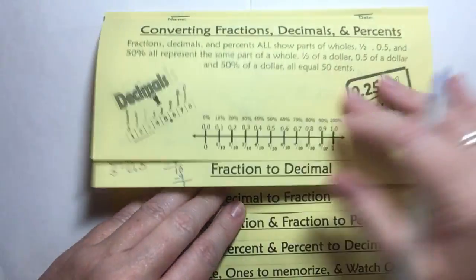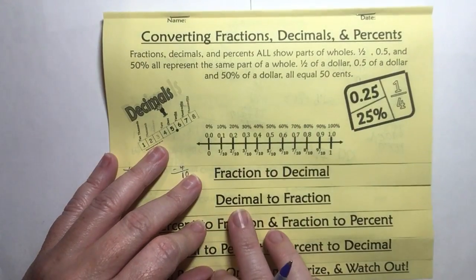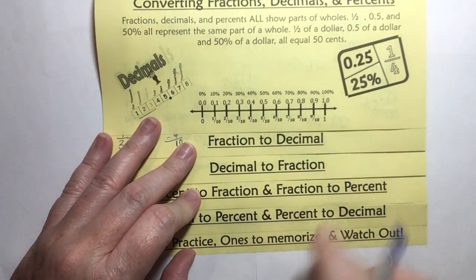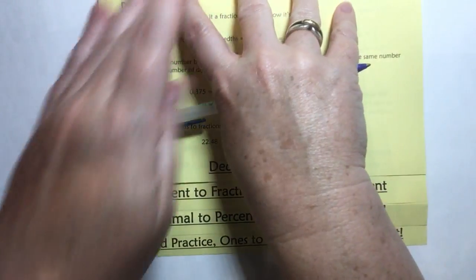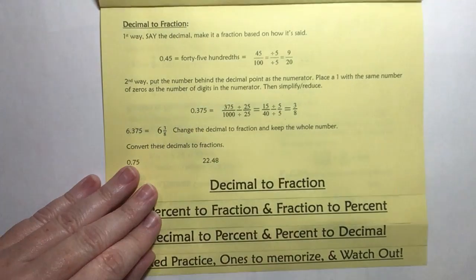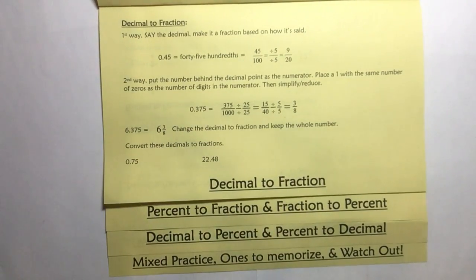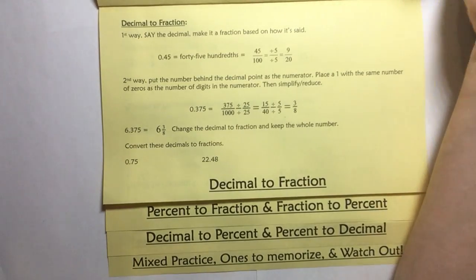Okay, so if you don't have the foldable, that's okay. You can just take notes in your notebook. But if you do have the foldable, we're going to go to the decimal to fraction fold. So you're just going to put your hands there and then flip up. And it should say decimal to fraction. There's actually two ways that we're going to talk about how to change a decimal to a fraction.